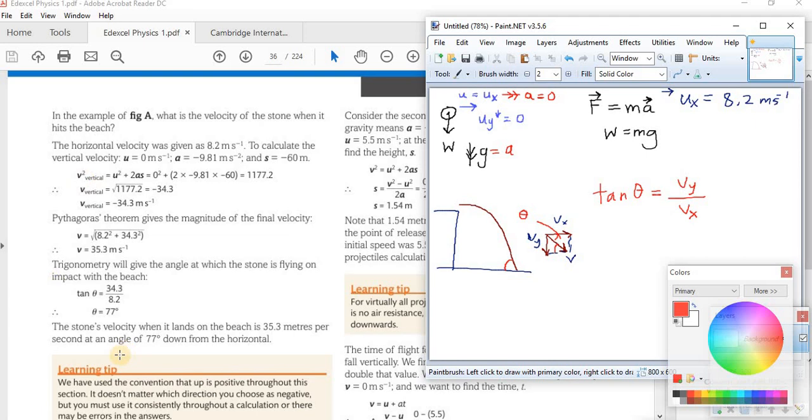Okay, so the stone's velocity when it lands on the beach is 35.3 meters per second at an angle of 77 degrees down from the horizontal. Okay, so down from the horizontal.